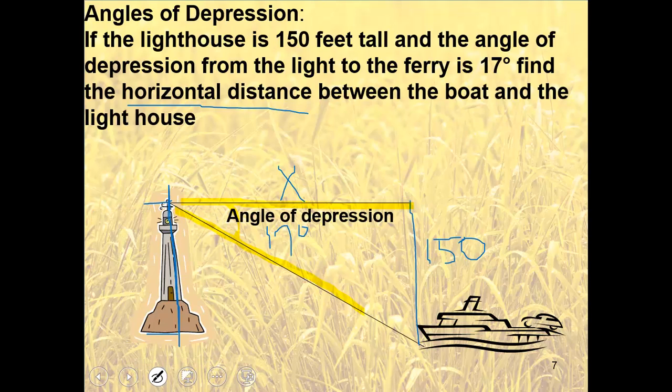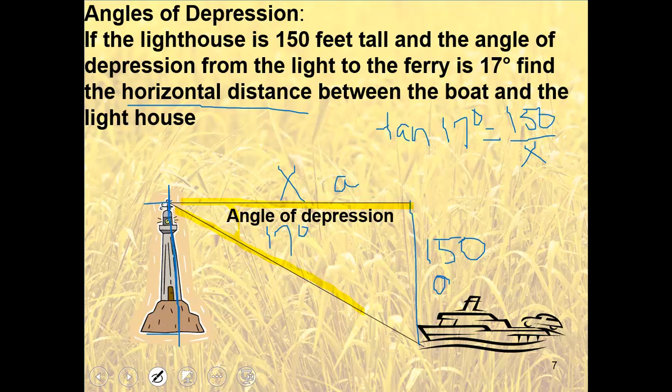So what sides do we have? This is an adjacent side, and this is a side opposite. So which trig function should we use? Well, tangent, because we have opposite and adjacent. So we have the tangent of 17 degrees has to equal 150 over x, and I want to solve for x.